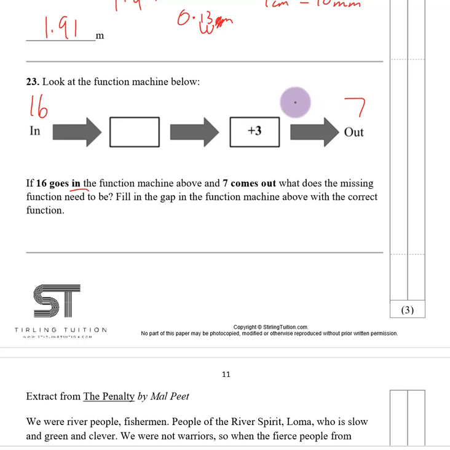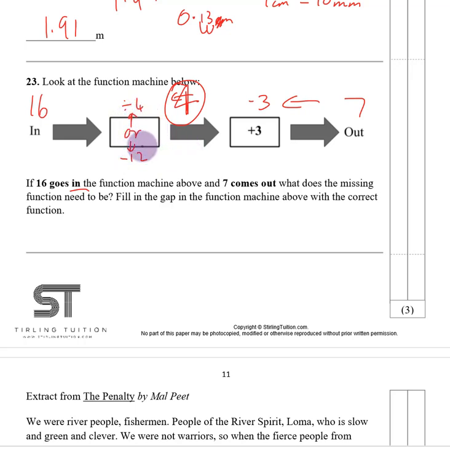So the easiest way to do this is to do it in reverse. So we're going to go back through the function machine to get to 16 effectively. So we're going to do 7, take away 3. So we're at 4 here. So basically, what do you do to 16 to turn it into 4? Now, there's 2 ways you can do this. There are 2 answers. So to turn 16 into 4, you could divide by 4, or you could take away 12. So either of these is correct for this question.